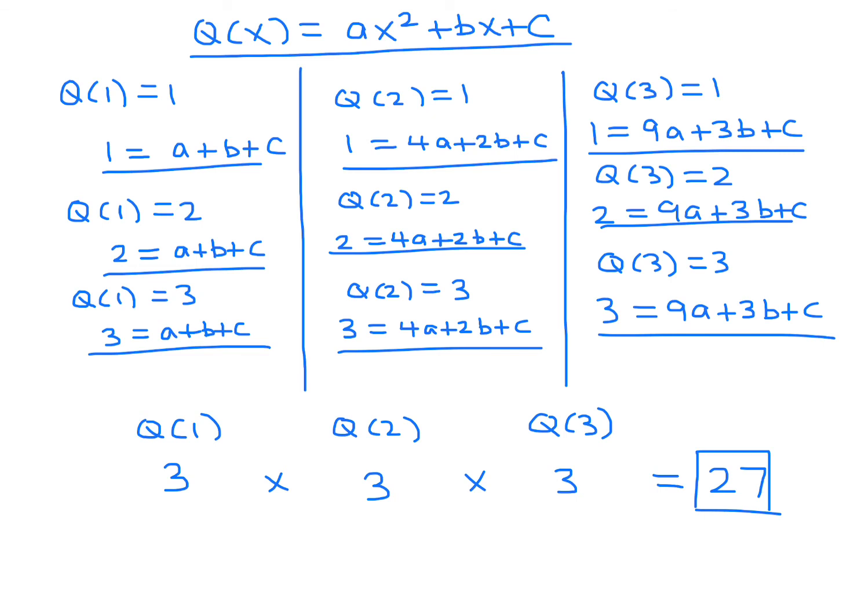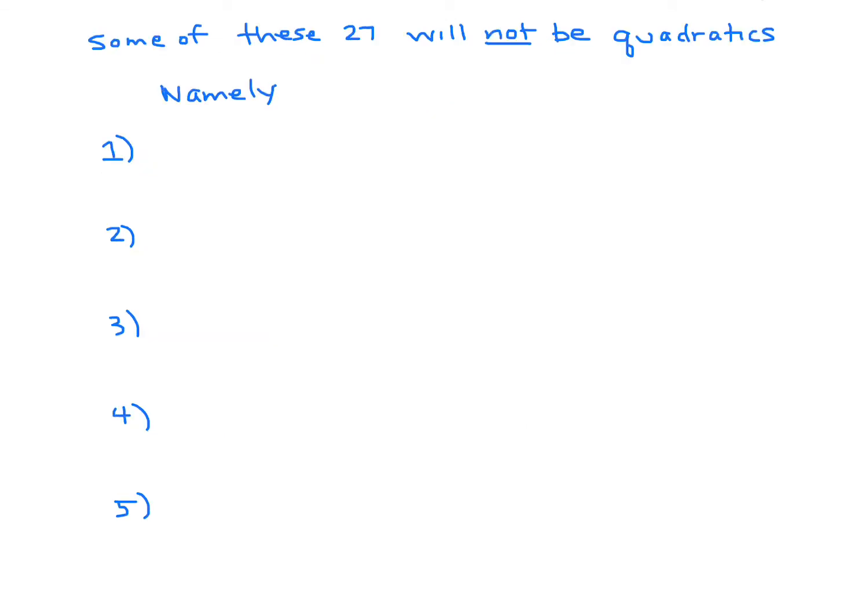Now, maybe you have a shortcut, and I'm sure that there is. So I'm not going to go through all 27. I'm just going to go through the 5 that are not second degree polynomials. And those are as follows. Some of these 27 will not be quadratics, namely, the first one is when q of 1 is equal to 1, q of 2 is equal to 1, and q of 3 is equal to 1.